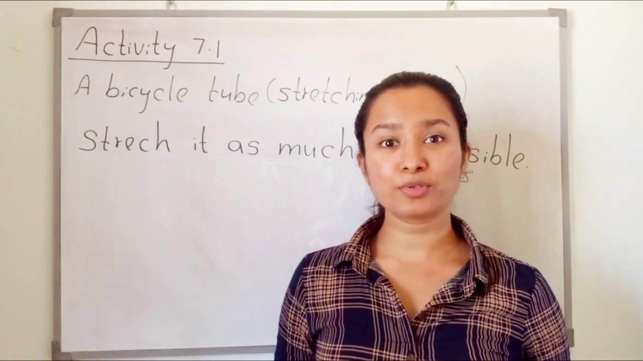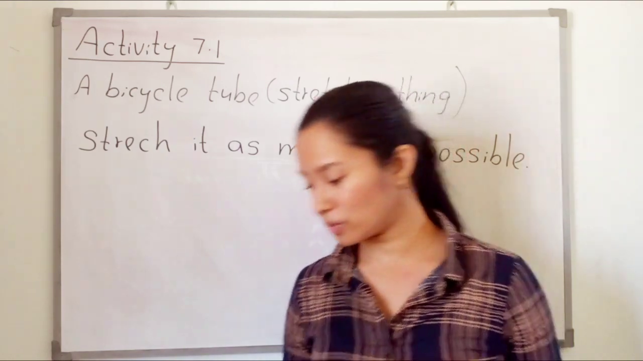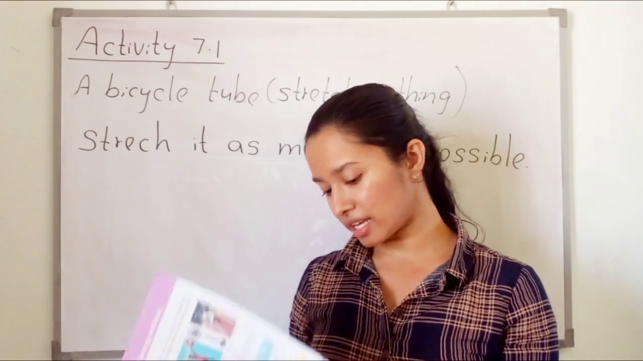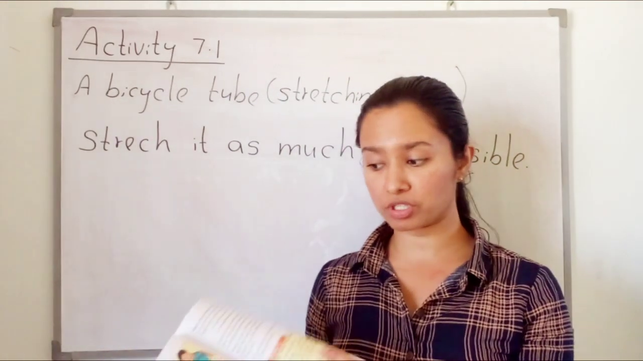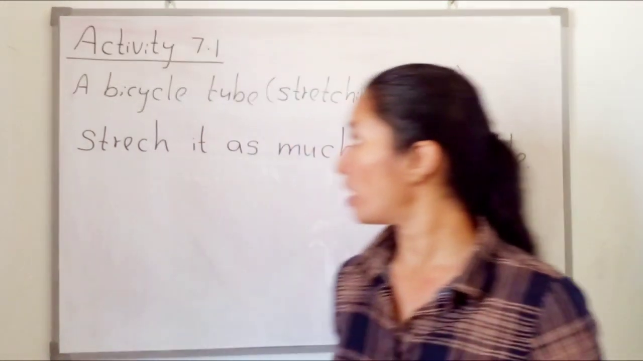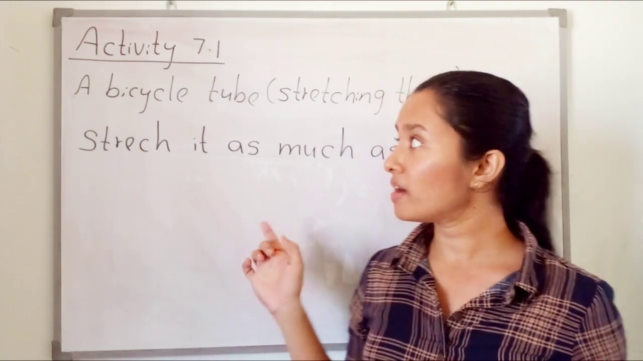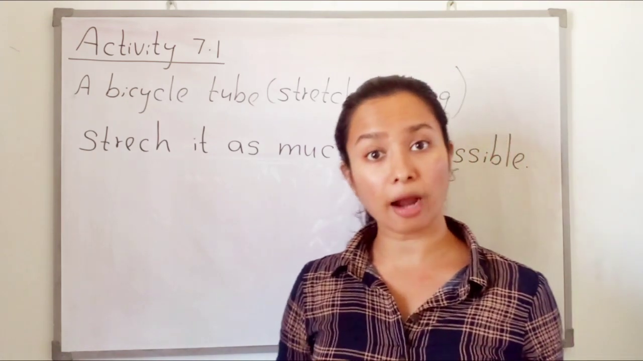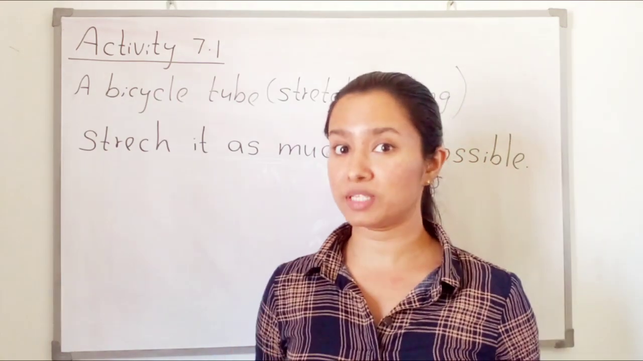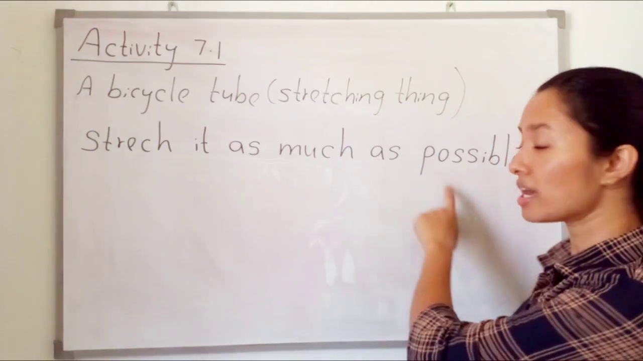Now we are going to do an activity. Activity 7.1. It is in your textbook, page number 87 and 88. That's the picture you can see. Here you have to take what? A bicycle tube. A bicycle tube is better, or otherwise you can use a stretching thing like a rubber band or elastic tape, but a bicycle tube is better. Then you have to stretch it as much as possible.